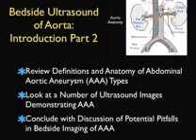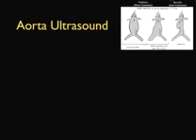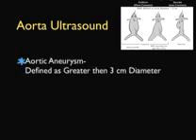In this module, we'll review the definitions and anatomy of the abdominal aortic aneurysm subtypes that you may see at the bedside of a patient in the emergency department, and we'll look at a number of ultrasound images demonstrating an abdominal aortic aneurysm. We'll then conclude with a discussion of the potential pitfalls in bedside imaging of an abdominal aortic aneurysm. Let's review some definitions of abdominal aortic aneurysms.